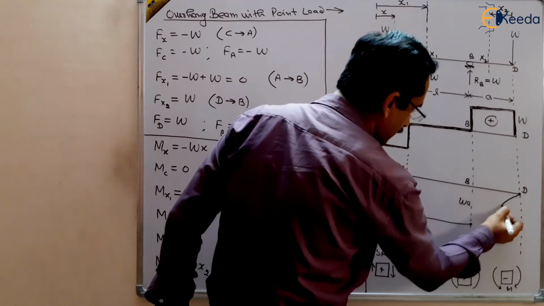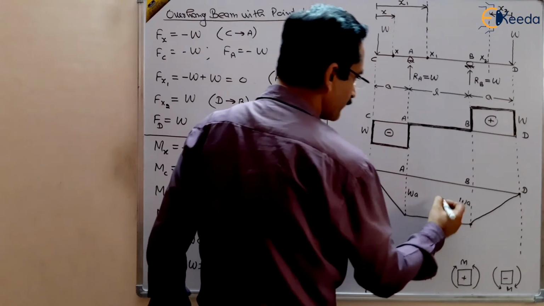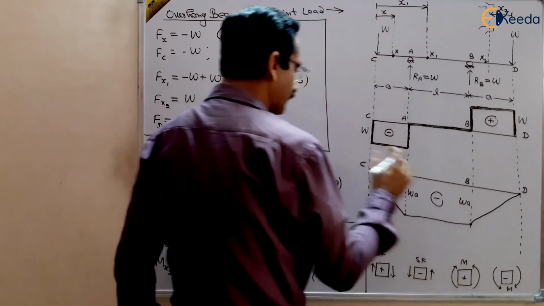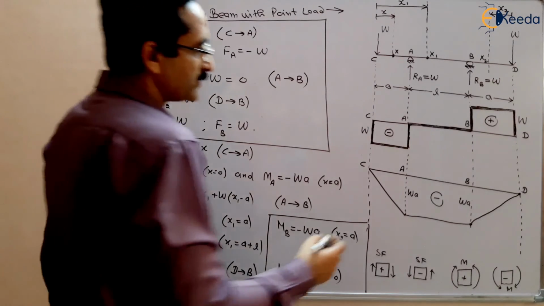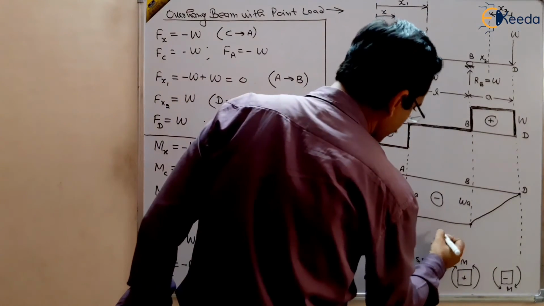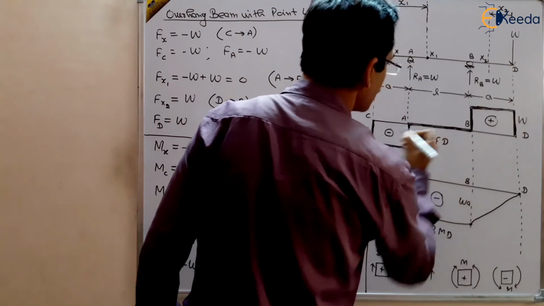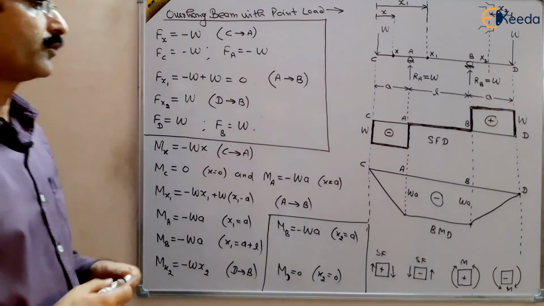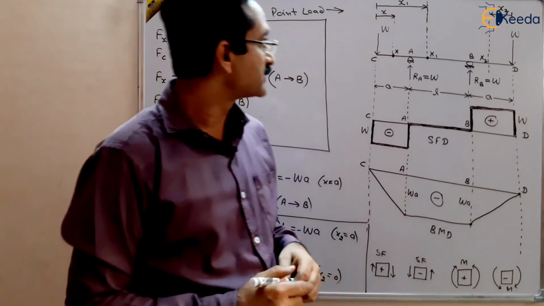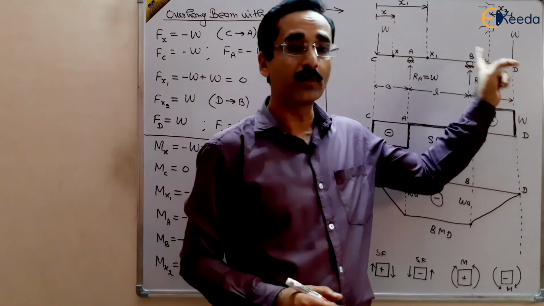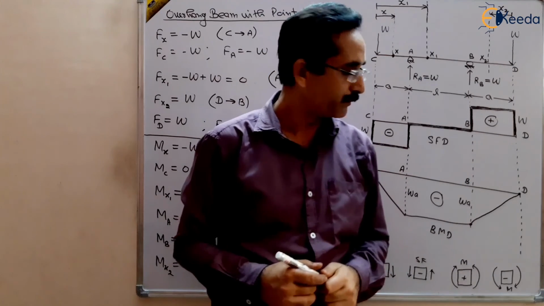So just connect the 2 points, and you will get this type of bending moment curve, and this is negative, all negative. So this is the shear force and bending moment diagram. This is the bending moment diagram, and this is the shear force diagram for an overhang beam which contains 2 point loads at the extreme ends, right? So okay for this.